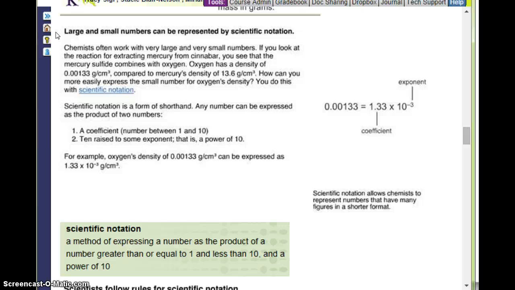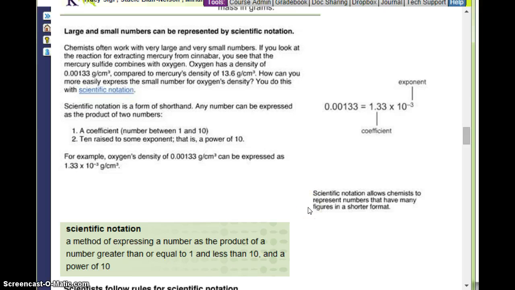Scientific notation is a form of shorthand. Any number can be expressed as the product of two numbers. The first part is a coefficient, which in this case is this number right here, and it's always going to be a number between 1 and 10. The second part is 10 raised to some exponent, that is, to the power of 10. For example, oxygen's density of 0.00133 grams per cubic centimeter can be expressed as 1.33 times 10 to the negative third grams per cubic centimeter.